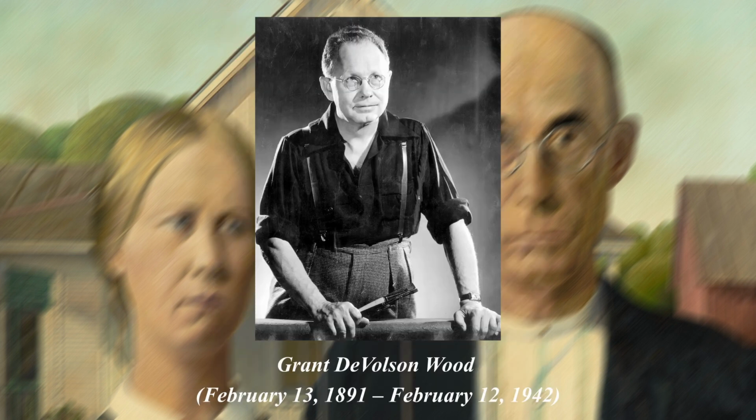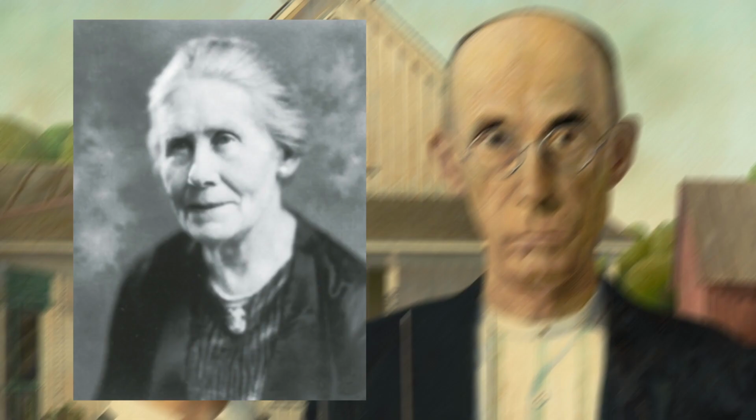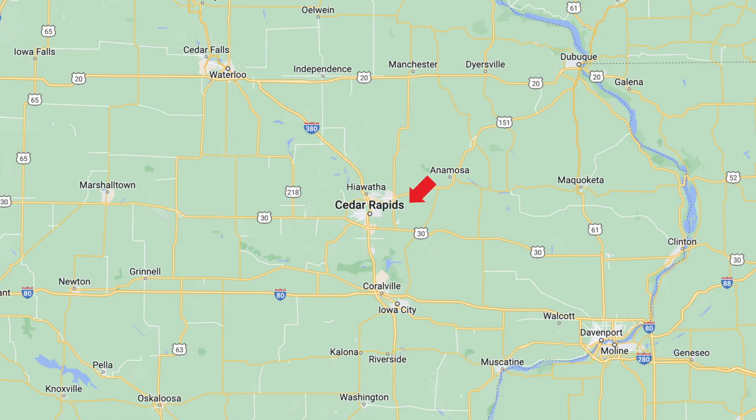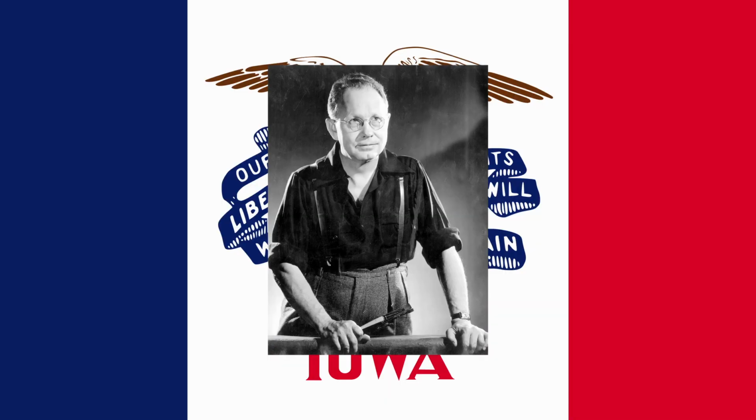Grant DeVolson Wood was born on a rural Iowan farm, located 6.4 kilometers east of the city of Anamosa, on February 13, 1891, to Hattie Diet Weaver Wood and Frances Maryville Wood. Following his father's passing in 1901, his mother relocated the family to the city of Cedar Rapids, and for the majority of his life, Wood would call Iowa his home and dedicated himself to teaching art in Cedar Rapids.